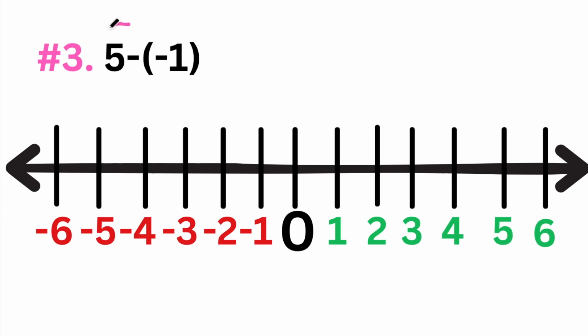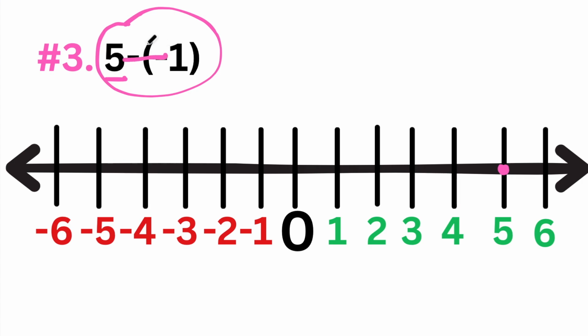We have 5 minus -1. And I put -1 in parentheses to illustrate that that is one whole term, and that the negative sign right by the 1 is not a subtraction sign, it's a negative sign. And so -1 is one whole term together.